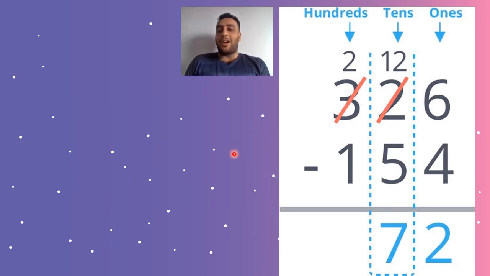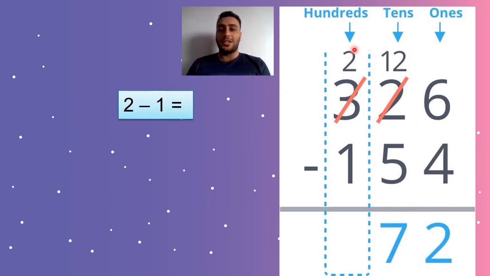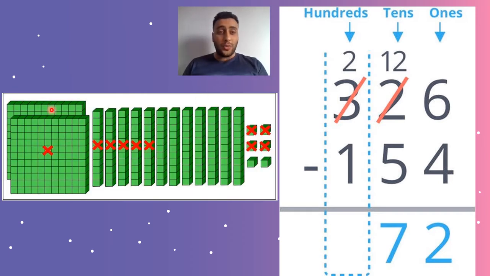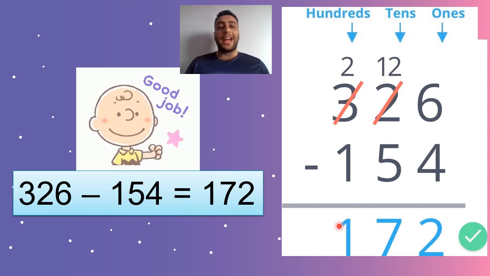Yes. Now, the next digit is hundreds. 2. Remember, 2, not 3 anymore. 2 minus 1 equals 1. Look here. We have 2 hundreds left, and one of them, bye-bye. So we only have 1. Boop. We have the answer.